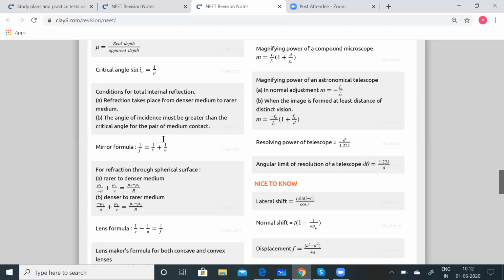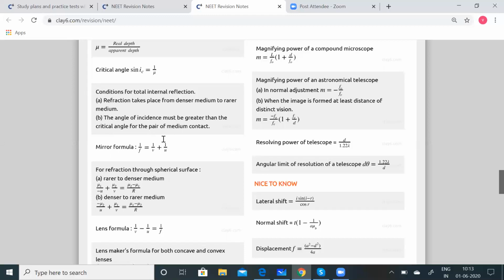Magnifying power of an astronomical telescope, the normal adjustment: M is equal to minus FO by FE. When the image is formed at least distance of distinct vision, then M is equal to minus FO by FE times (1 plus FE by D), where FO is the focal length of the objective. You have two lenses, the astronomical telescope and compound microscope, you know that.